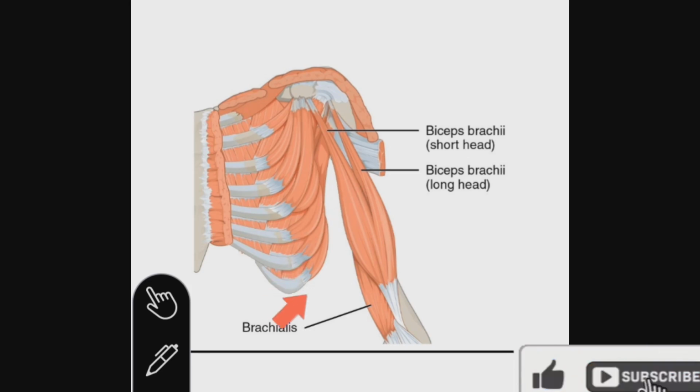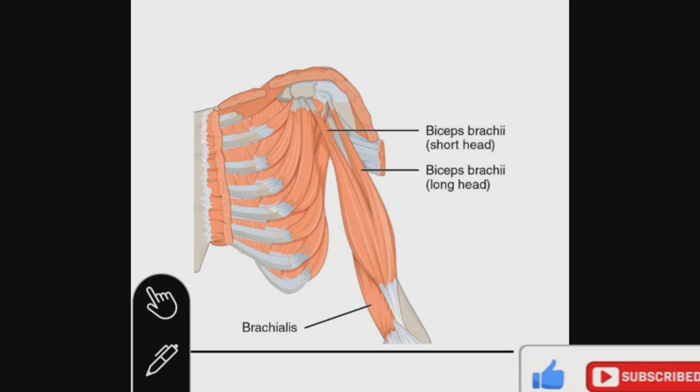The brachialis originates from the humerus and inserts into the coronoid process of the ulna. It is also innervated by the musculocutaneous nerve and is a flexor of the elbow. The coracobrachialis originates from the coracoid process and inserts into the humerus, is innervated by the musculocutaneous nerve, and is a flexor and adductor. Take note that all anterior compartment muscles of the arm are flexors.